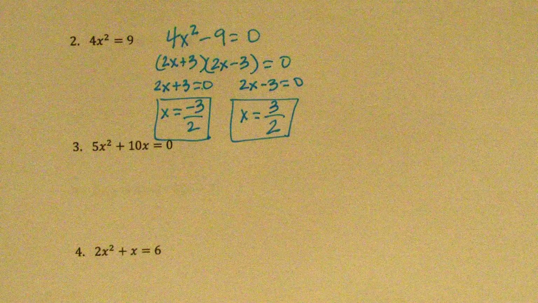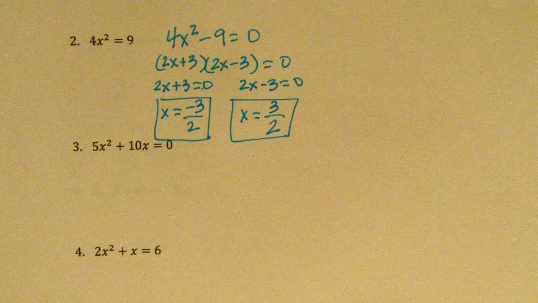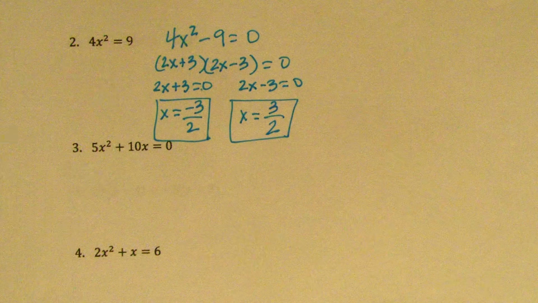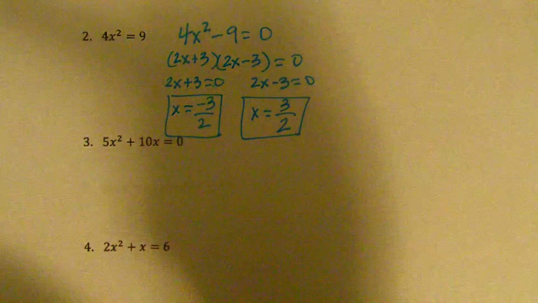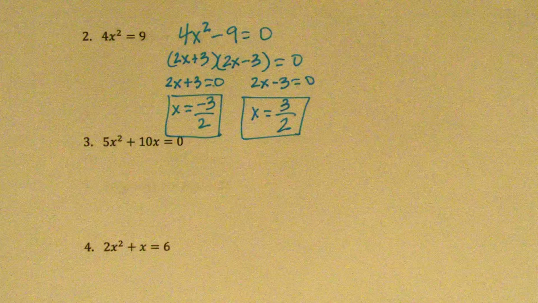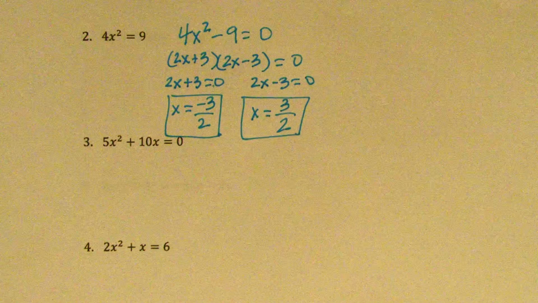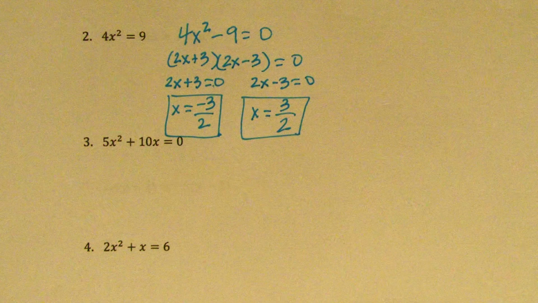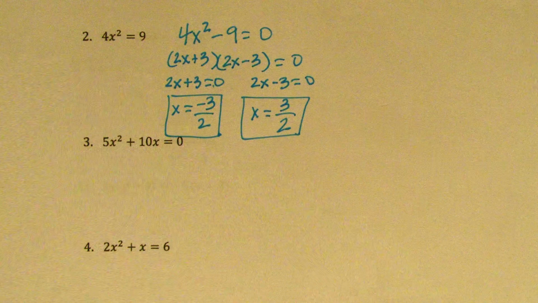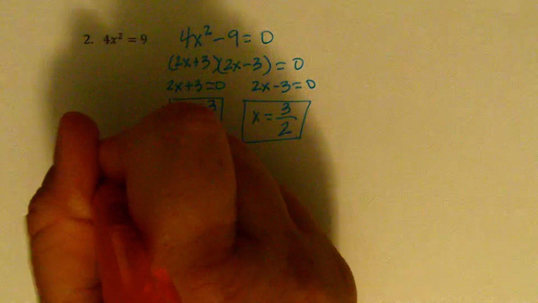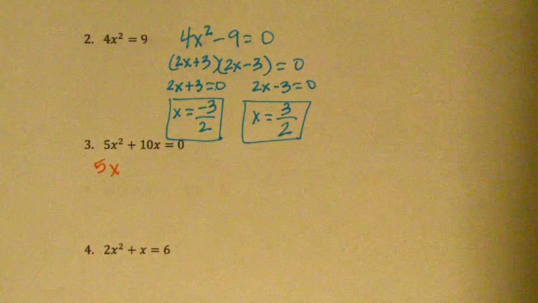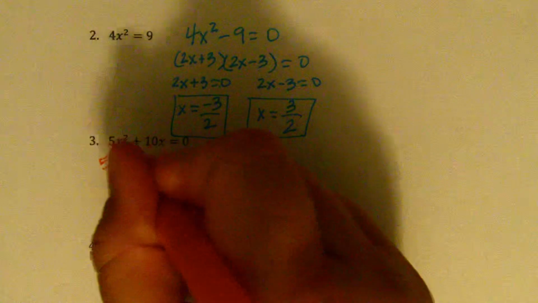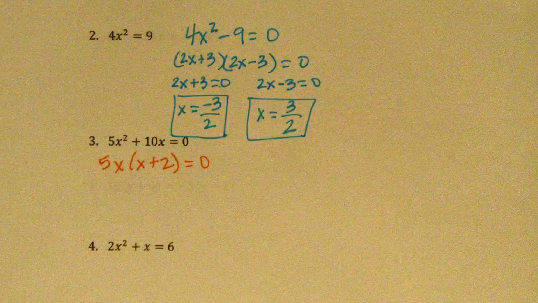In the next example, it's already set equal to 0, which is nice. And so from there, what we can go ahead and do is try and see if there's a common factor among those two terms. Well, 5 and 10 have a common factor of 5, and both terms have an x. So I can go ahead and pull out an x as well. So 5x is what can be pulled out. And then we're left with x plus 2 equal to 0.